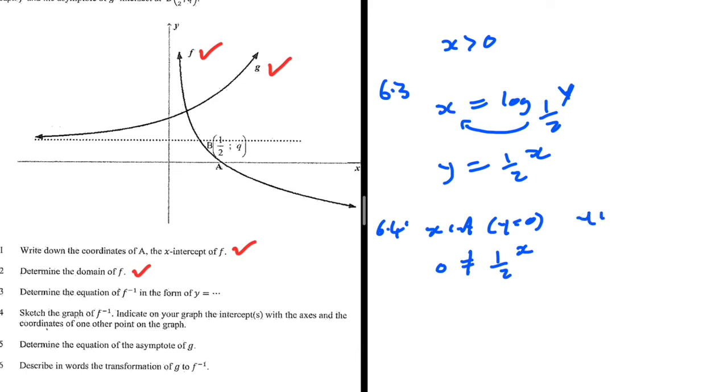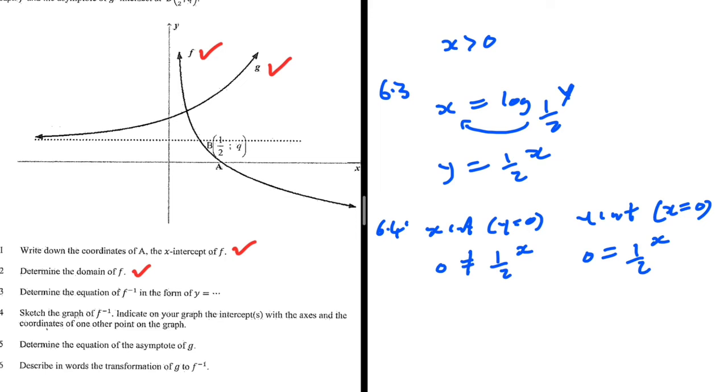And then y-intercept, let's see if that exists. We're going to have y being equal to a half to the power x. So this is our y-intercept. We're interested in x, and x is up there.